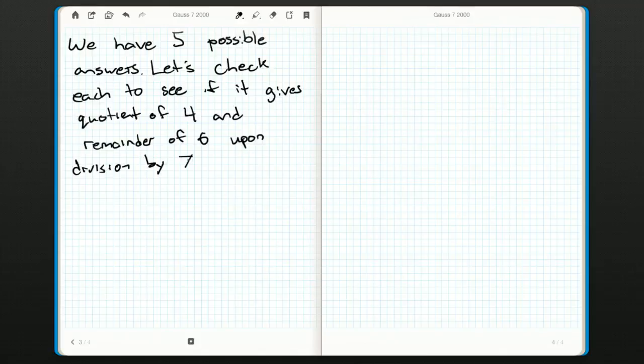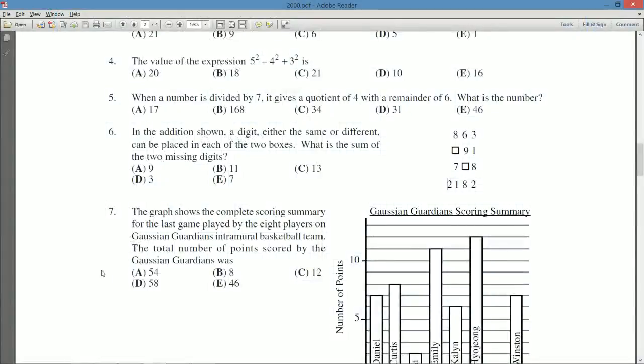So the first number, I believe, was 17. So I'm just going to set up a long division. 17. Well, 7 doesn't go into 1 at all, so we're going to have to consider the whole number 17. Well, 7 goes into this 2 times, 14, remainder of 3. So 2 with a remainder of 3, that's not what we're looking for.